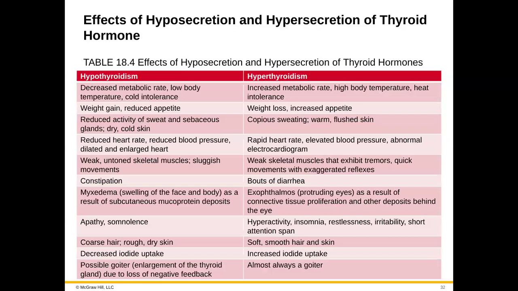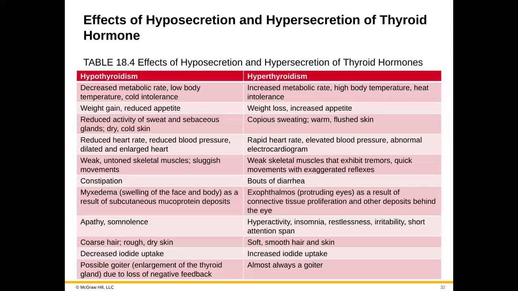Skeletal muscles typically not developed as well as possible, or not upkept as well as possible. They're typically sluggish. Muscles are weak. They look untoned. They don't really have the display that they should. It can also lead to constipation. Myxedema, this is swelling of the face and the body, and this can be a result of subcutaneous mucoprotein deposits. Not necessarily super important for you guys, but we'll talk about myxedema in a clinical correlation in class.